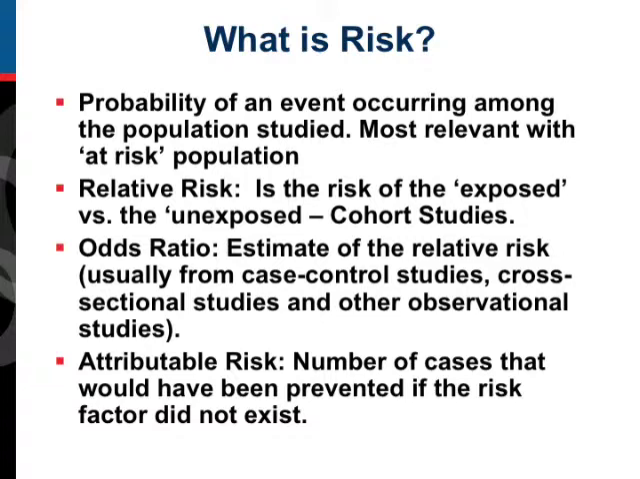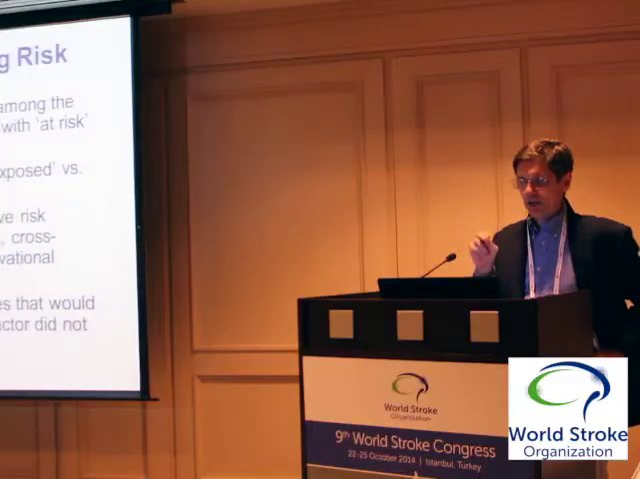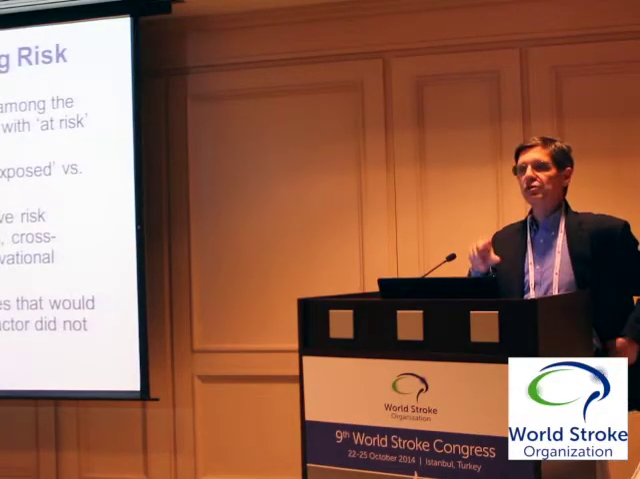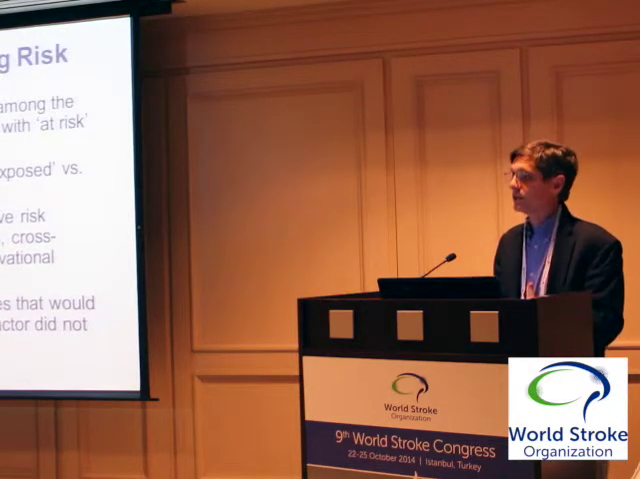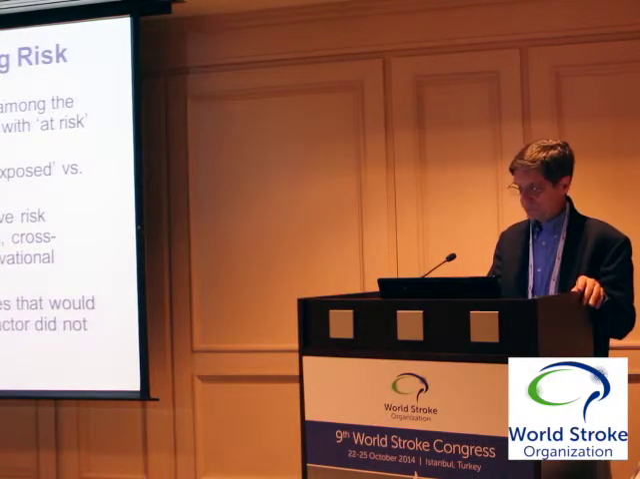And also an important number is the attributable risk, which is the number of cases that would have been prevented if the risk factor didn't exist in the population. And to do that, you have to know the prevalence of the risk factor in the population.